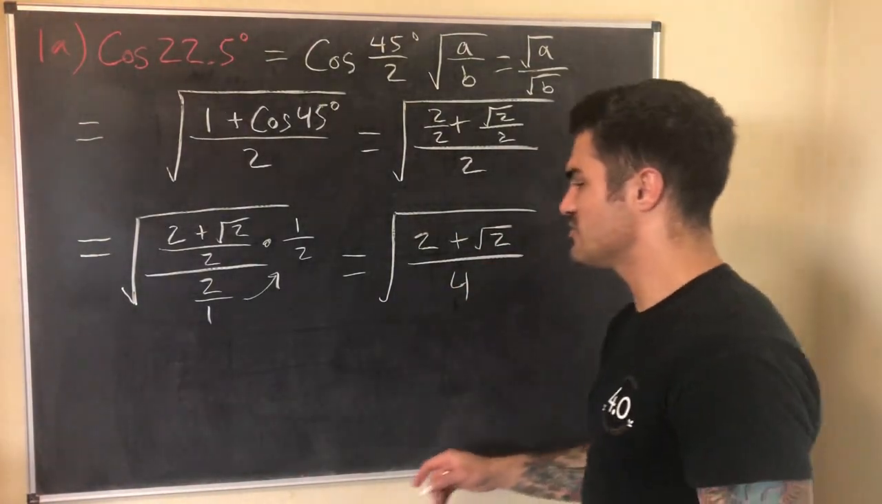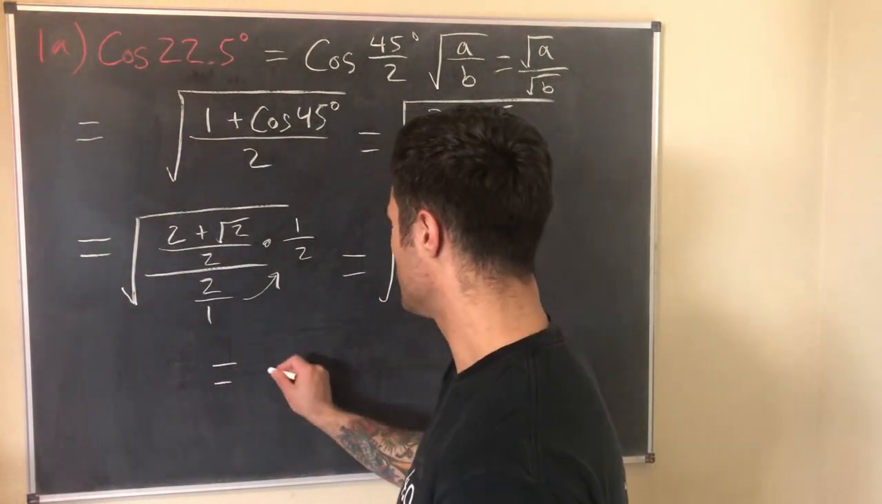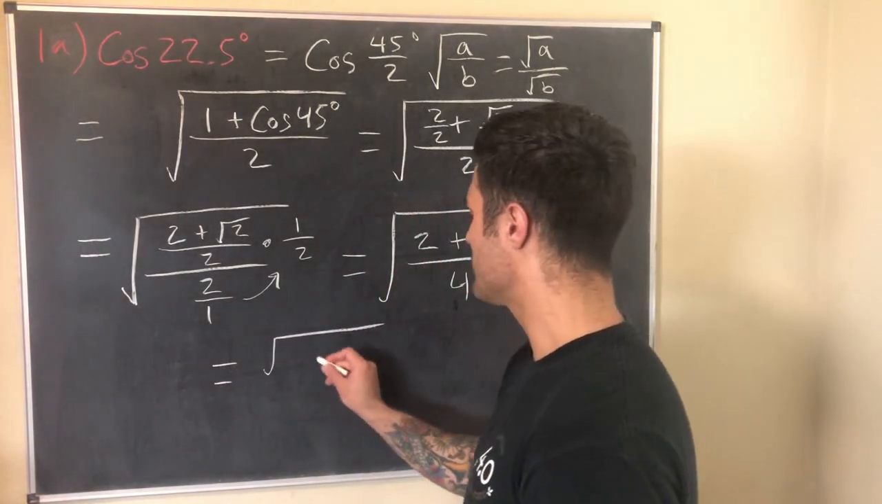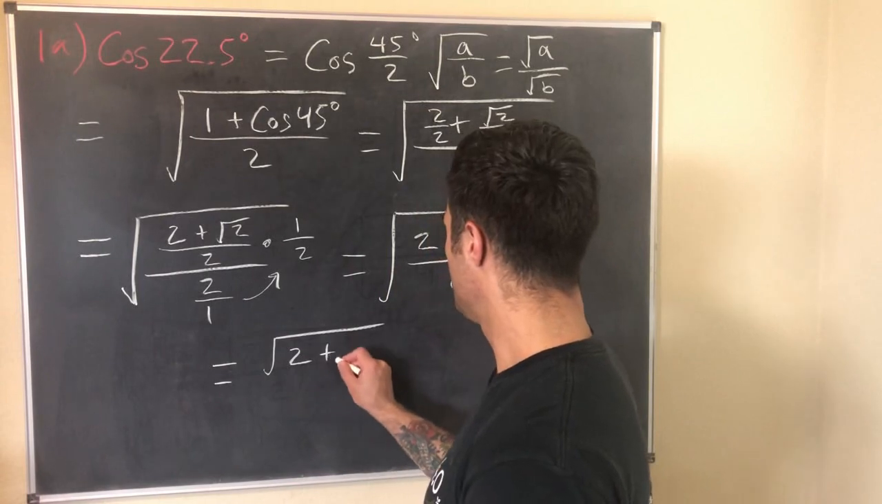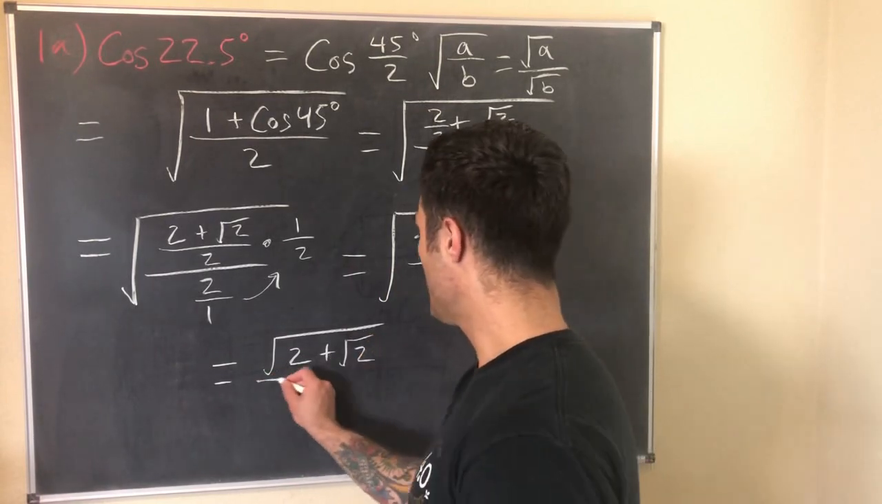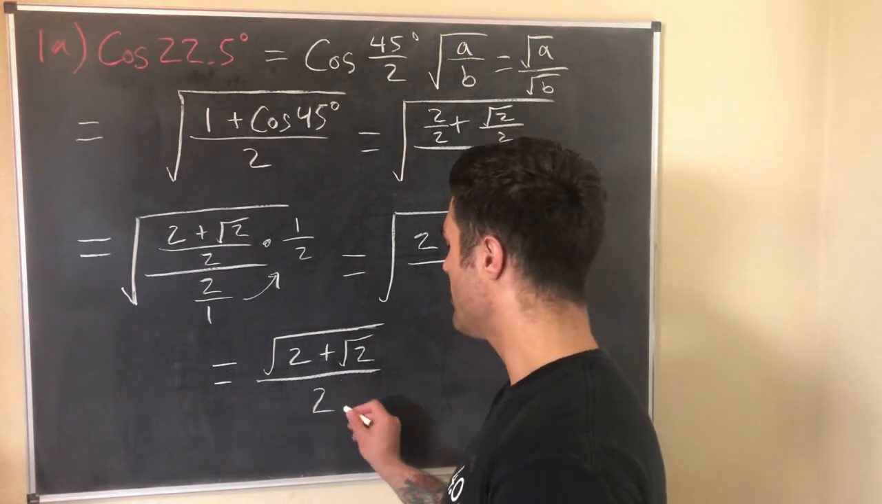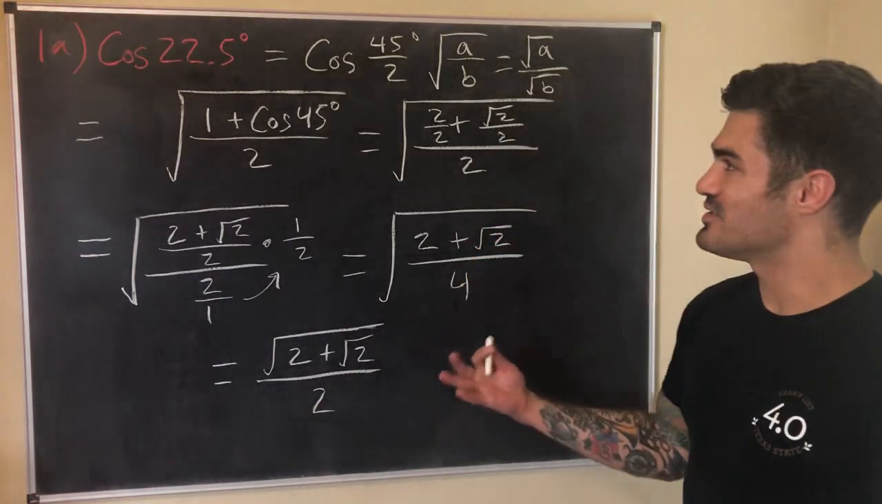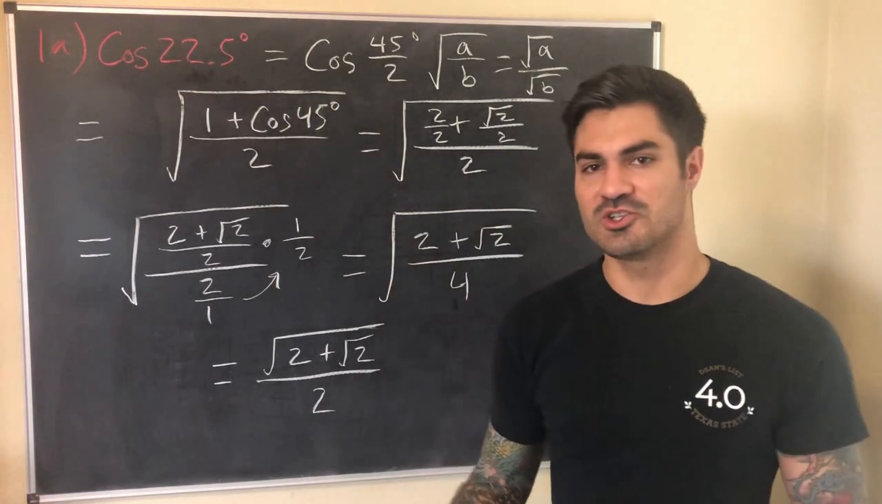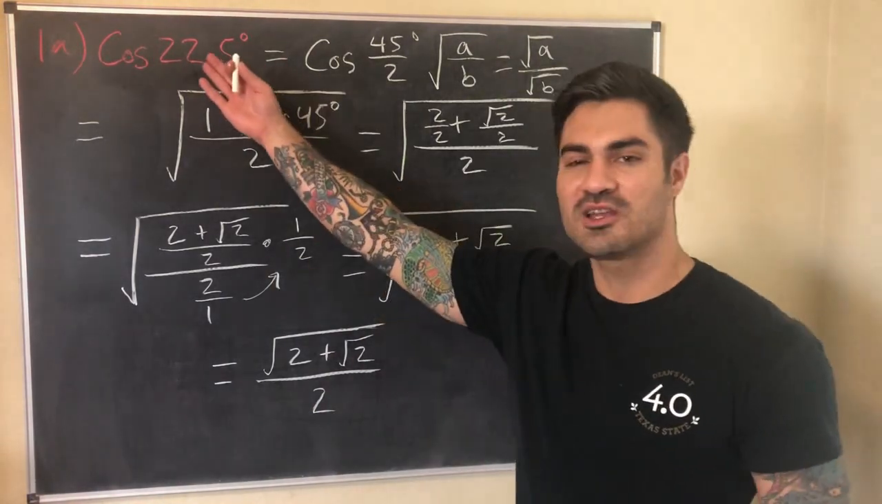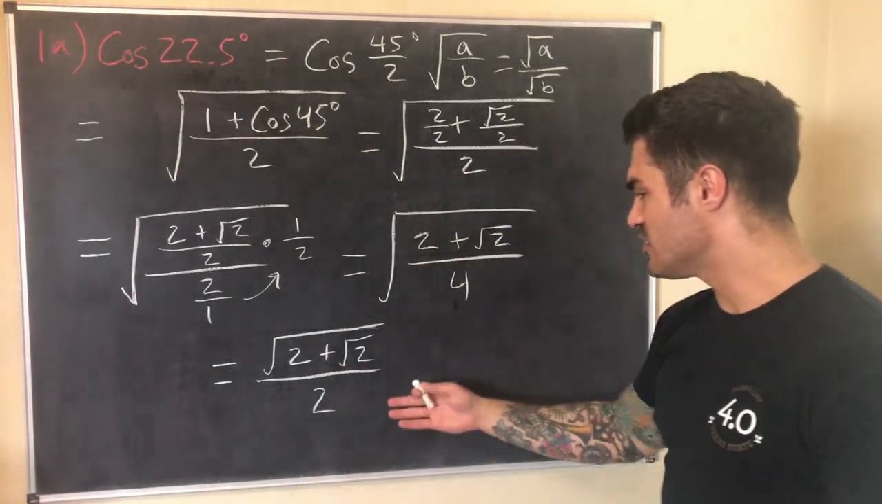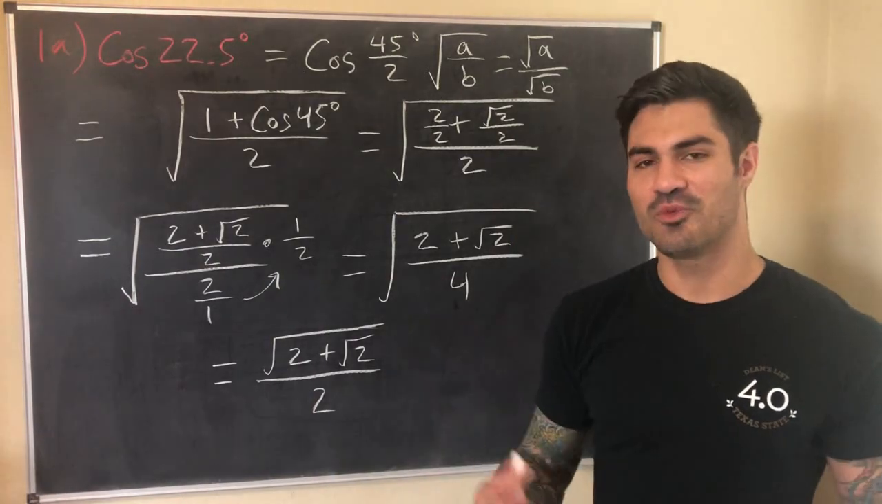So you could probably leave your answer like this. It just depends on your instructor, so just ask them, make sure you know their expectations. So we have the square root of 2 plus root 2, over 2. But we can't really get around this big square root with the square root in it. There's not much we can do there. And this is the final exact value of this original expression. So if you take a calculator, punch in cosine 22.5, and then punch this in, they should be the exact same thing, and we are done.